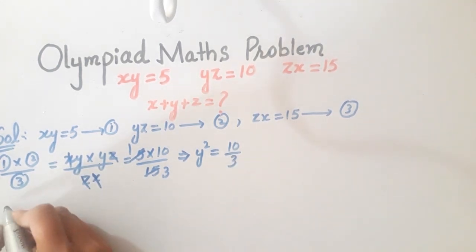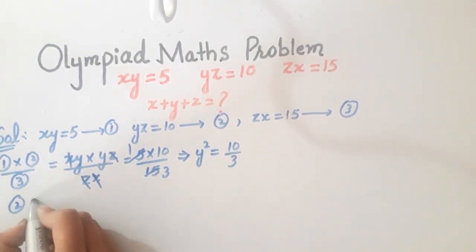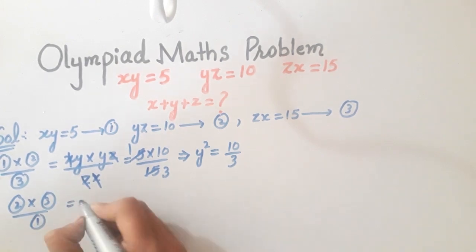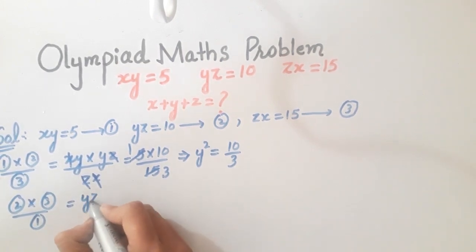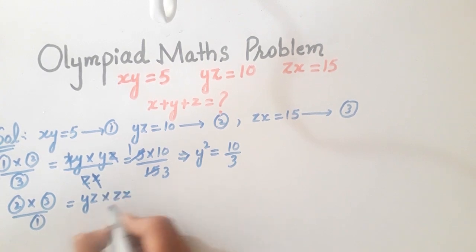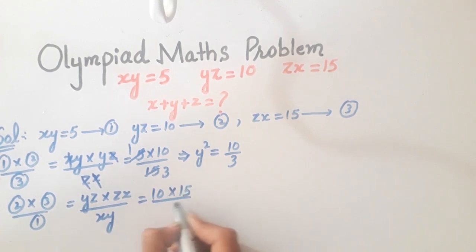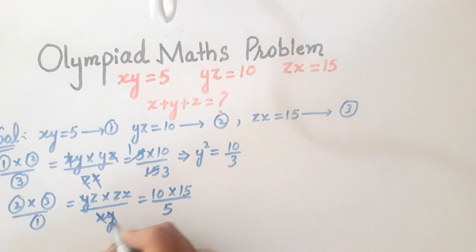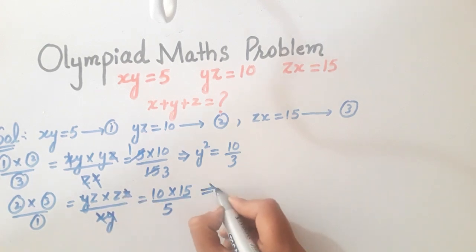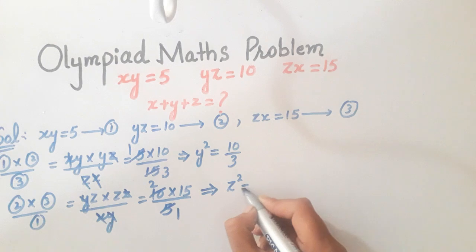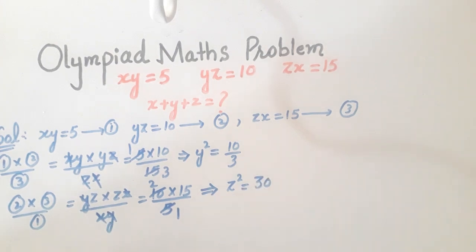Now equation 2 is multiplied by 3 and divided by 1. That means yz is multiplied by zx and divided by xy, means 10 multiplied by 15 divided by 5. y and y are cancelled out, x and x are cancelled out. 5 ones are 5, 5 twos are 10. So we get z square equals 30.